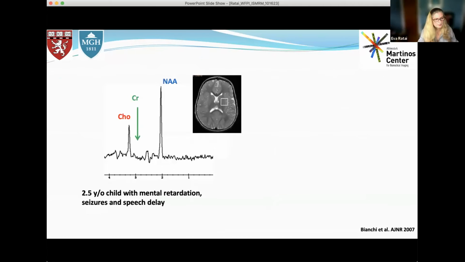Here's another example, a 2.5-year-old child with mental retardation, seizures, and speech delay. And I already put the big arrow here because some people find it hard when something is missing instead of you have too much stuff. So anyway, there's no creatine. And the brain looks actually pretty normal. So this is creatine deficiency, and also one of those slam dunk diagnoses based on spectroscopy.